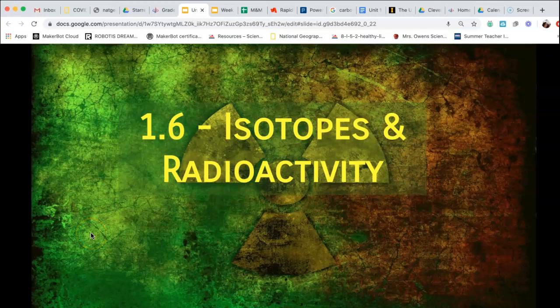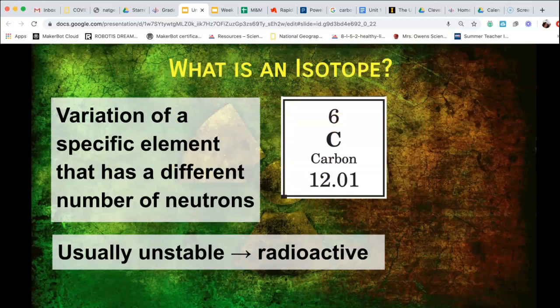In section 1.6, we're going to be talking about isotopes and radioactivity and how they're interconnected. So what is an isotope? An isotope is going to be a variation of a specific element to where it has a different number of neutrons than it normally would.